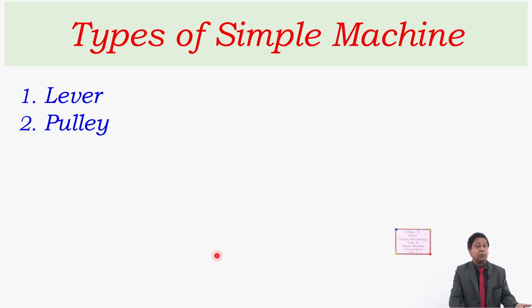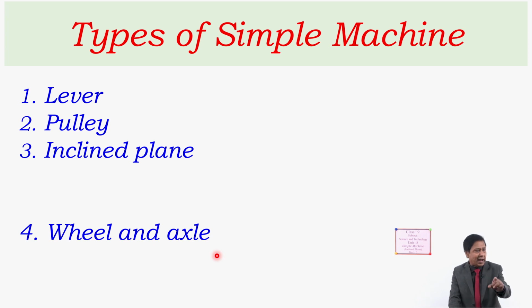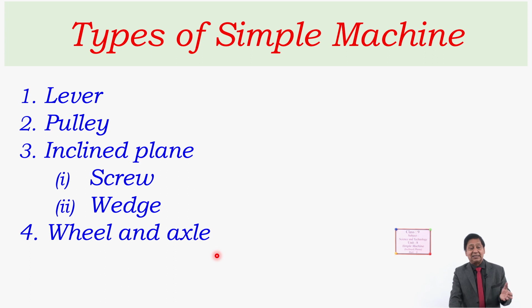Do you remember there are 6 different types of machine, but actually it is reduced to 4 types of machine because 2 of them come under inclined plane. Now let's start. First, lever, second, pulley, third, inclined plane, and fourth, wheel and axle. Why did I leave a gap between inclined plane and wheel and axle? Because screw and wedge are taken under inclined plane because they are modified versions of the inclined plane. That's why screw and wedge are taken as inclined plane.